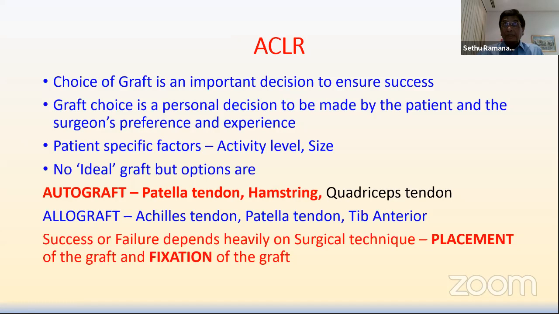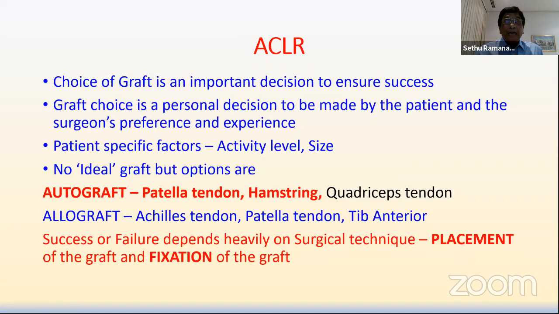And I think this is a personal decision to be made by the patient and the surgeon's own preference and experience of what you know and what you're good at. You've got to take into consideration patient-specific factors like the activity level, also the size of the patient, a huge patient or a petite female. But in the ACL market, I think there is no ideal graft. And the options we have are autografts and allografts. I have obviously left out the synthetic grafts, which really are not done well. Although there are a few grafts coming into practice now, but still I think that's definitely way behind.